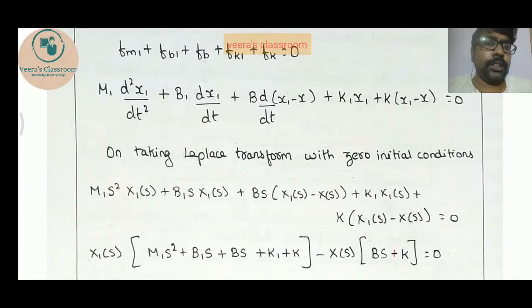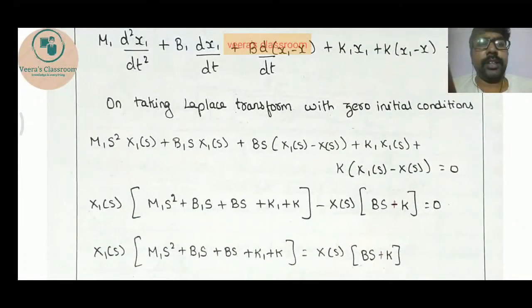So our intention is to find the transfer function capital X of s by f of s. So we will take the common terms of x1 of s and x of s and we will write it as equal to x1 of s, because our objective is to find capital X of s by f of s.